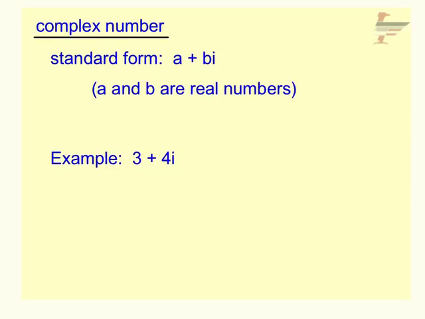Alright, now that we know about more than just real numbers, you have your imaginary number i. Now we can talk about something called a complex number. So a complex number is just when your i is involved. So standard form is a plus bi, the i term is always second. a and b are real numbers. Here's just an example. 3 plus 4i is a complex number.